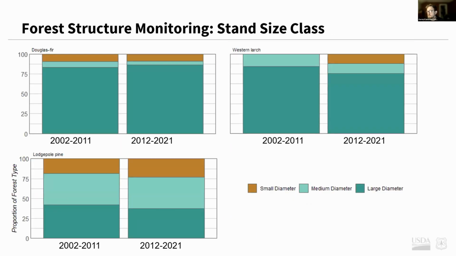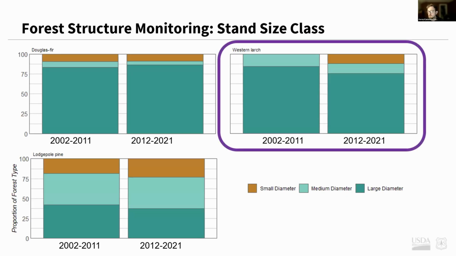So focusing in on these three forest types, Douglas fir, western larch, and lodgepole pine, we can start to look at specific information to help understand trends within these forests on the Colville National Forest. For example, we can look at the proportion of each forest type in different size stand classes. Of interest, we can see that in 2012 to 2021 reporting cycles, there was an influx of small diameter western larch conditions within the unit.